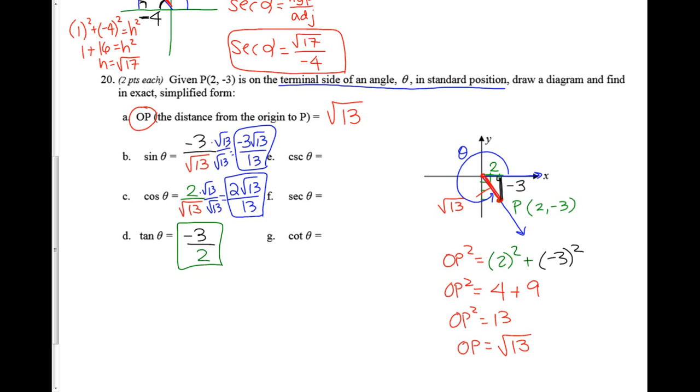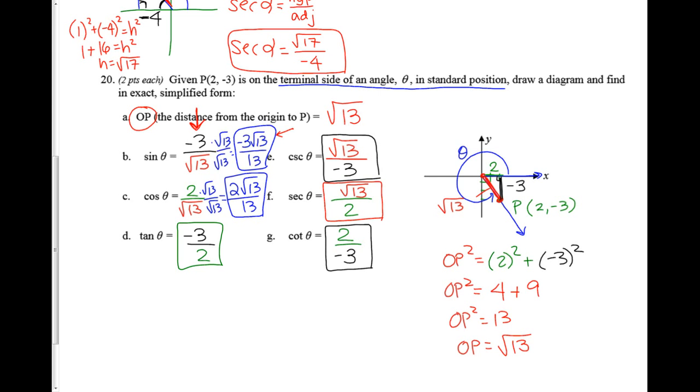The cosecant is the reciprocal of the sine. Rather than flip my rationalized answer, it's easier for me to go back and flip the answer that was unrationalized. So the cosecant is the hypotenuse, which was the square root of 13, over the opposite, which was negative 3, and now my answer is already in simplified form. The secant is the flip of the cosine. So now the adjacent is on the bottom, and the hypotenuse is on the top. And the secant is the square root of 13 over 2. The cotangent flips the tangent. So the cotangent is now the adjacent over the opposite, or 2 over negative 3.